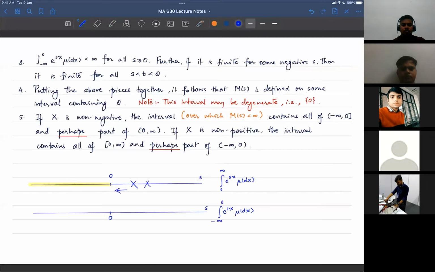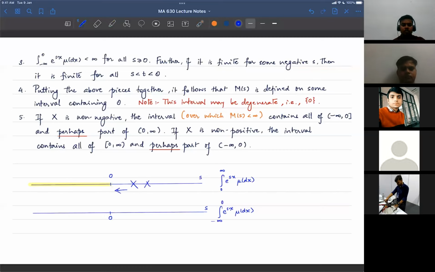In other words, what you're expecting is that you'll have an interval. It'll definitely contain the whole negative axis. It'll contain 0, and it may or may not contain some positive numbers. But if it does contain some positive numbers, there will be an interval.